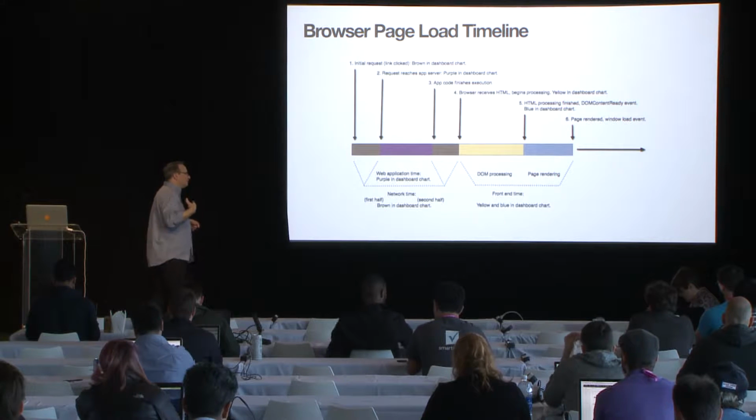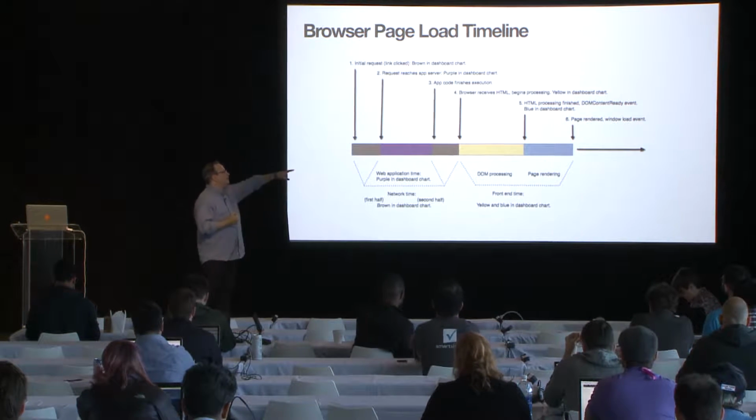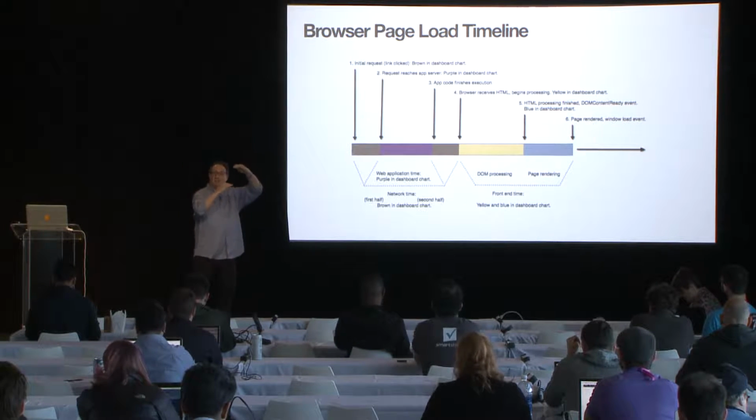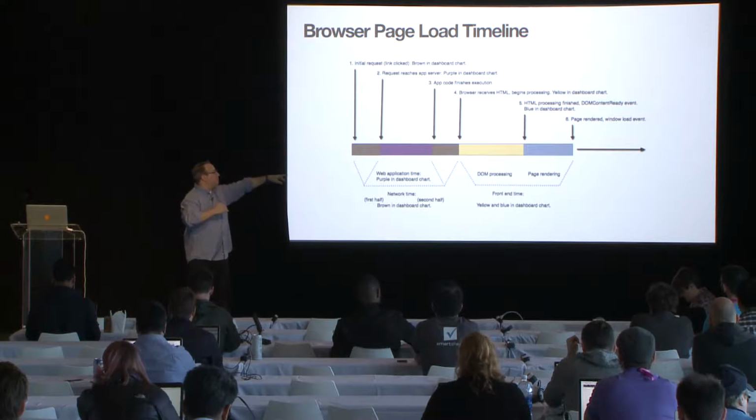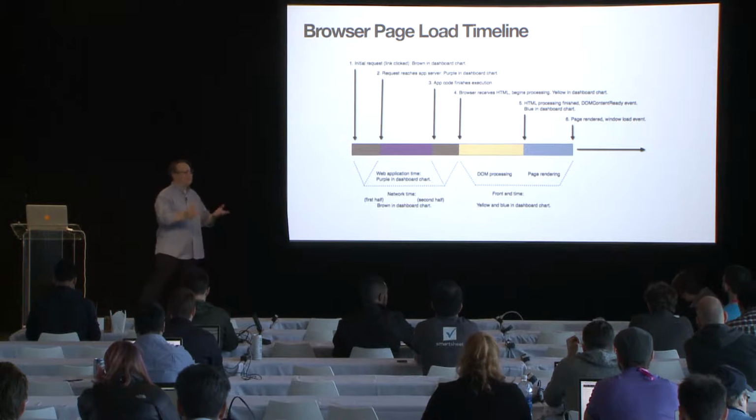And as I said in the earlier session, I don't know how accurate it is. Maybe Joel can help me. But I like to think of DOM processing as processing the head section of the page, if you look in the HTML, and page rendering is processing the body section. Is that roughly accurate? Okay.